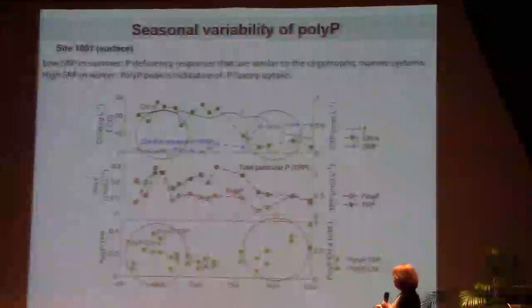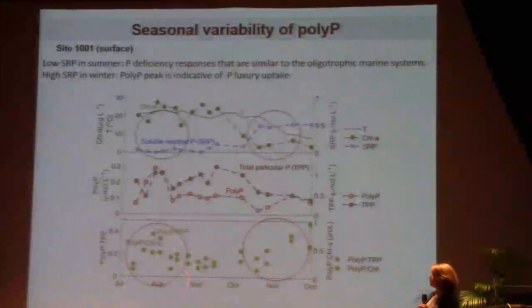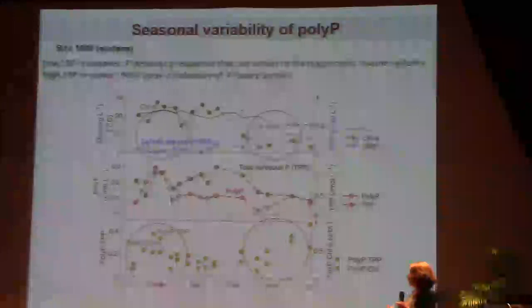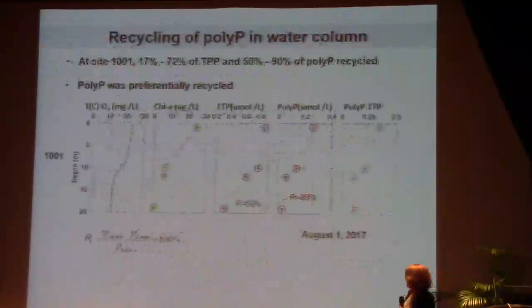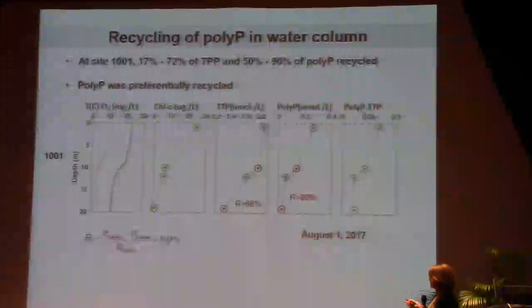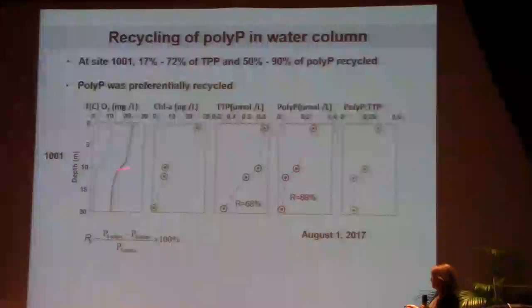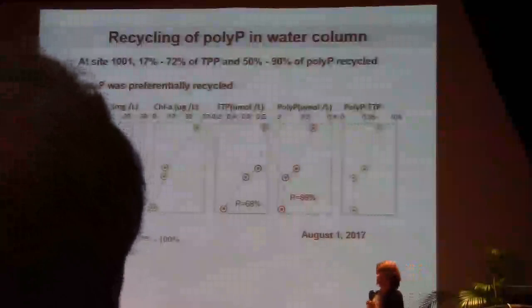We have a really high ratio in August, and we also have a high ratio in winter, which is very interesting. This peak is indicative of luxury uptake. But what is more interesting, this other peak is more typical for the oligotrophic ocean: low SRP, still a lot of poly P. And if we look now at the depth profile, here again, we're looking at oxygen and temperature, it's nicely stratified with the chemocline around 10 meters, and we look at chlorophyll, total particulate phosphorus, poly P, and the ratio of poly P to total particulate P.